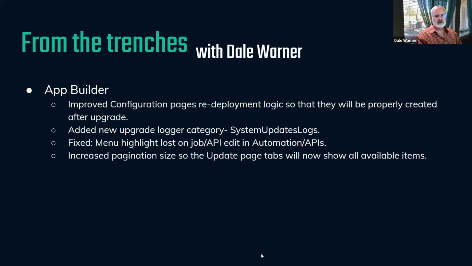Aside from the configuration pages, we've added a new logger to log things that are going on with system updates, and this is part of our larger plan to add reliability to the process of upgrading. The logger will help us tell what goes wrong. If things do go wrong, the upgrade process as a whole is going to alert you to things that go wrong.